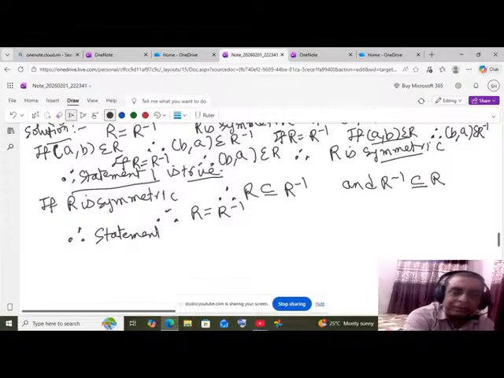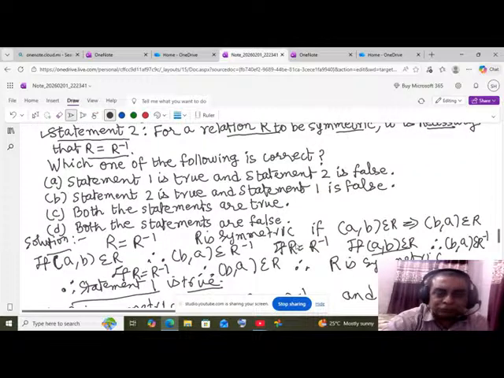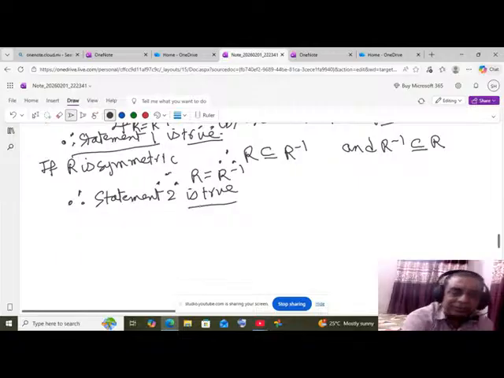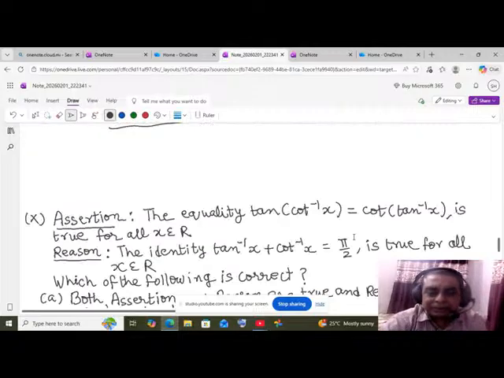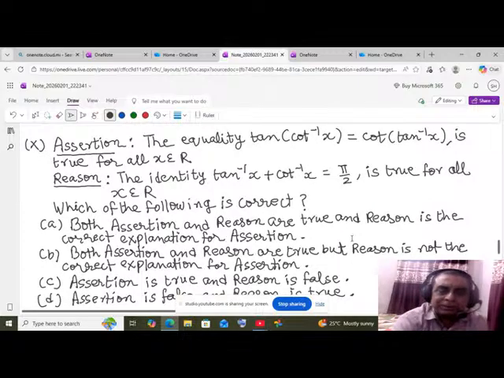So both are true. Statement 1 is true and statement 2 is also true. So the correct choice is C: both the statements are true. So the answer is C. Now we are moving to the next question, number 10.